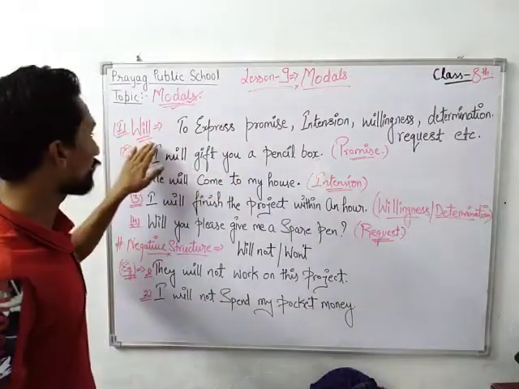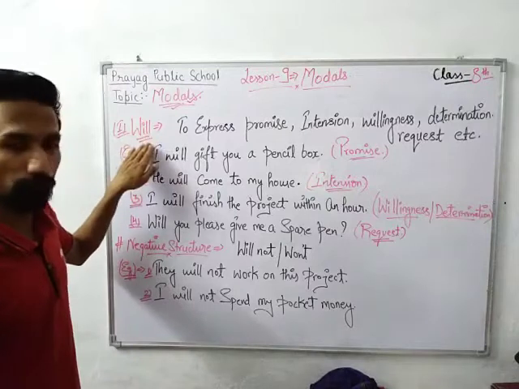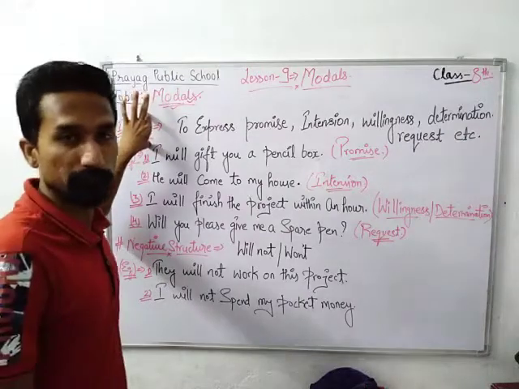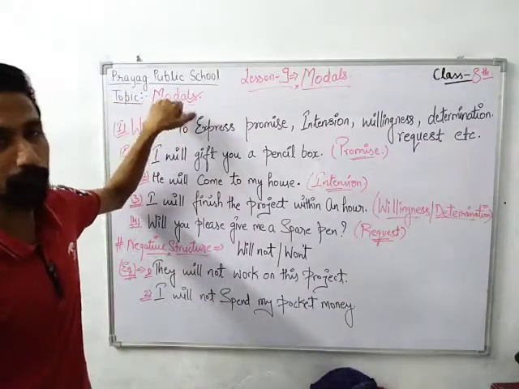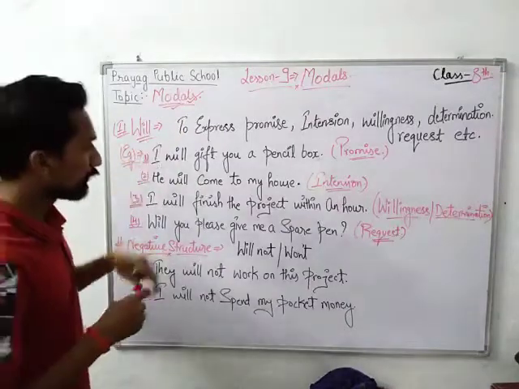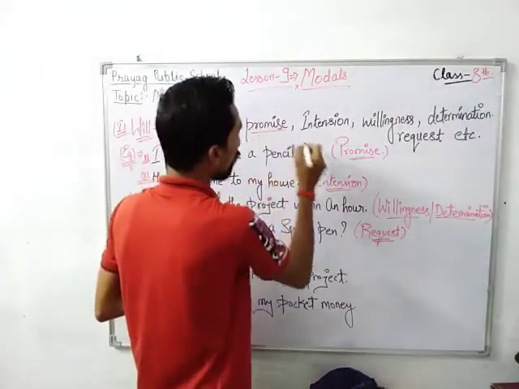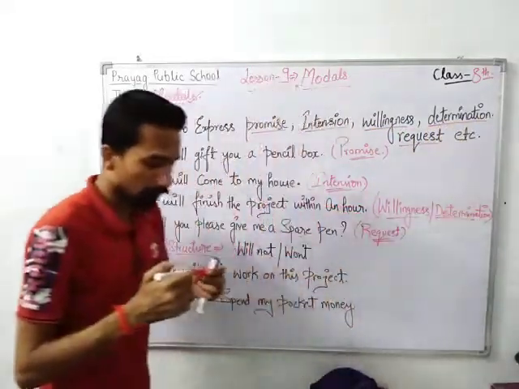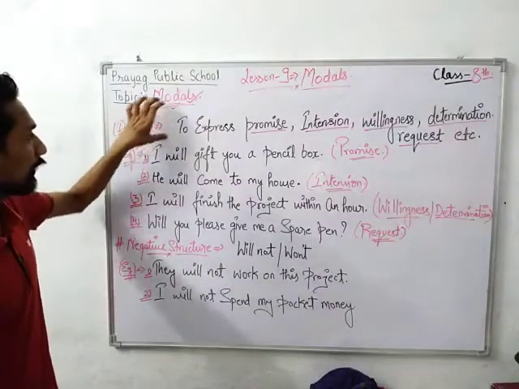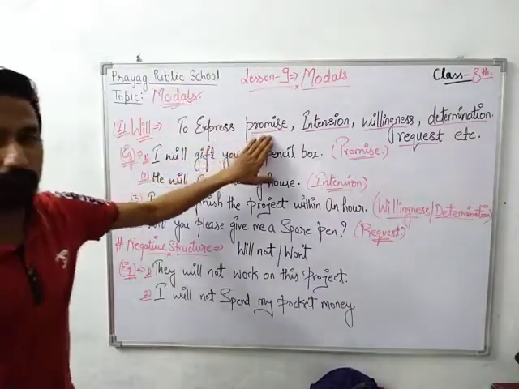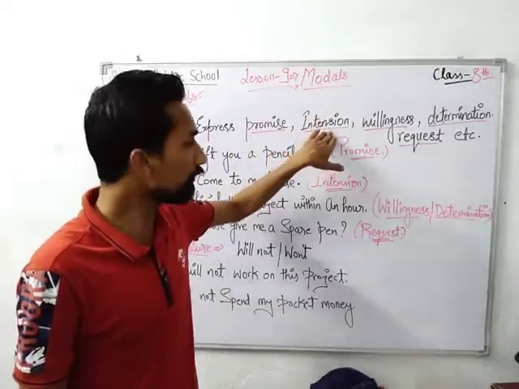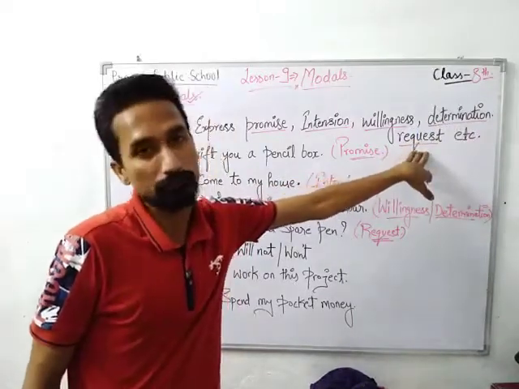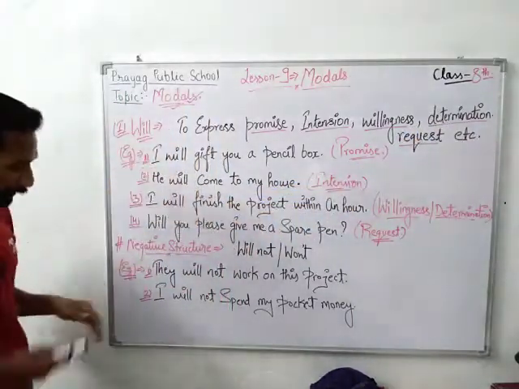So now class, we are going through the first modal, that is "will", right? We will see what exactly the role is played by "will" under the heading modal. "Will" expresses promise, intention, willingness, determination, request, etc. It is used for making a promise, showing intention, showing willingness, showing determination, and asking for a request. Right? So let's see the examples.